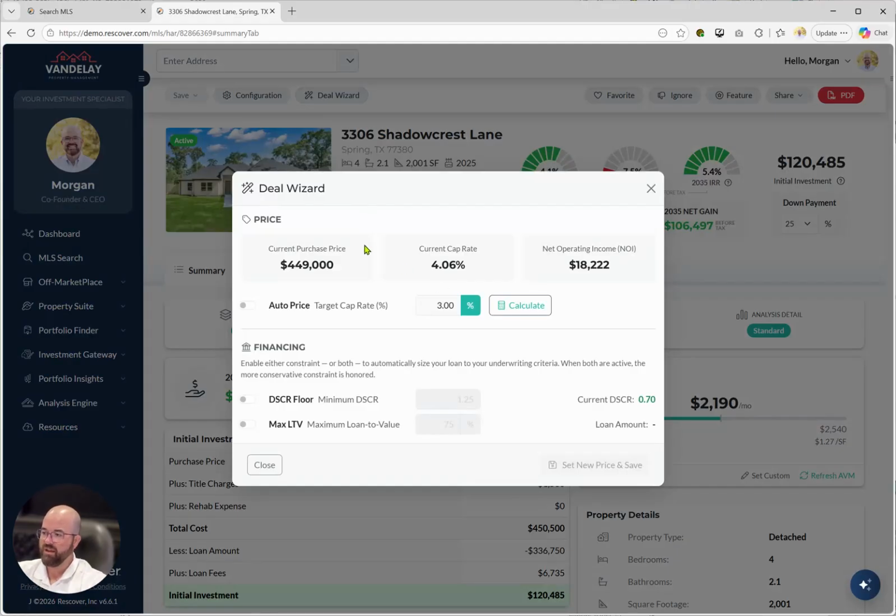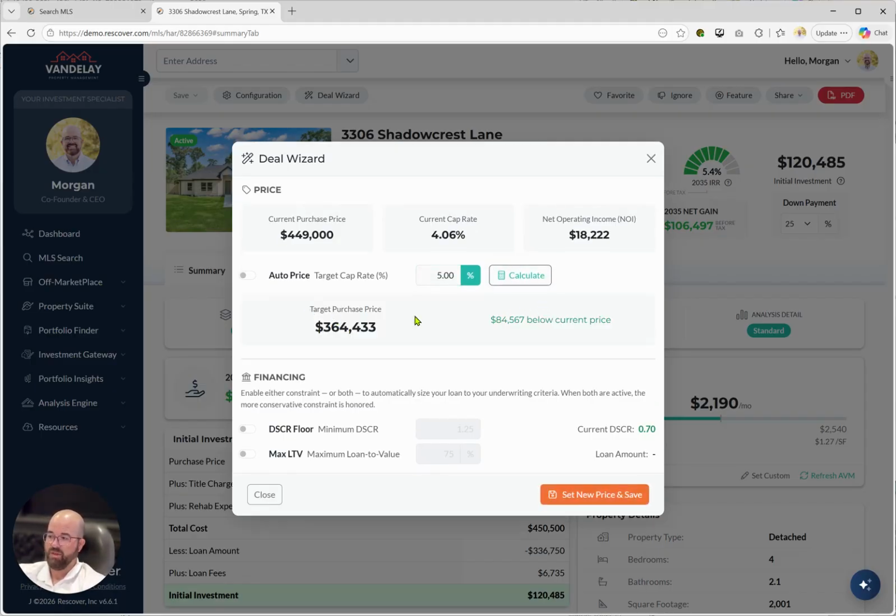It opens up this dialog, and I'm going to engage these separately. So this is telling me that at my current purchase price of $449,000 with $18,000 of NOI, I'm at a cap rate of 4%. Let's say that I believe the cap rate for this market should be 5%. I can click calculate and it'll tell me, okay, I would need to pay $364. And I can click this button here that says set new price and save.